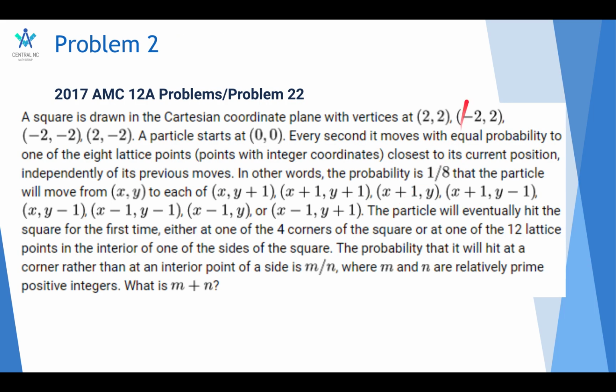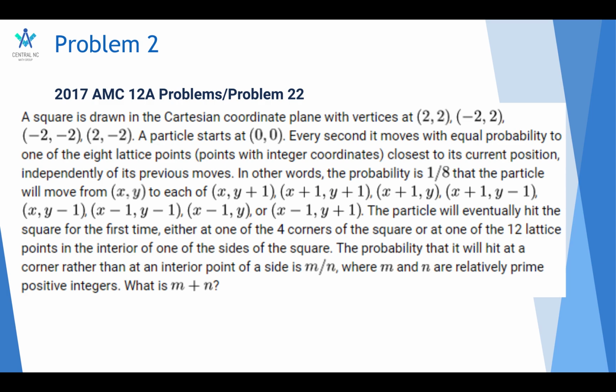All right, second example. This one's from an AMC 12. A square is drawn with vertices at (2, 2), (-2, 2), (-2, -2), (2, -2), and a particle starts at (0, 0). Every second, it moves to one of the 8 lattice points closest to its current position. So that could be either horizontal, vertical, or a diagonal move.